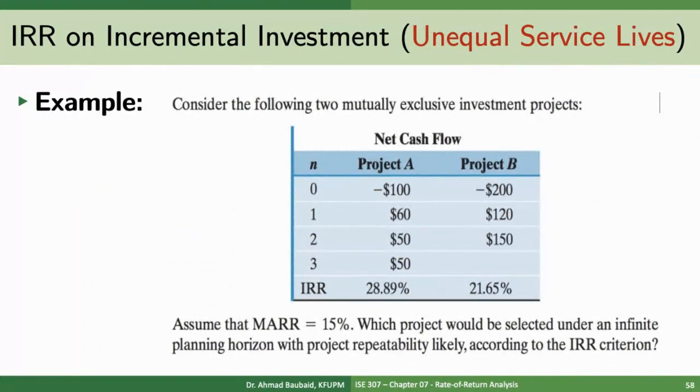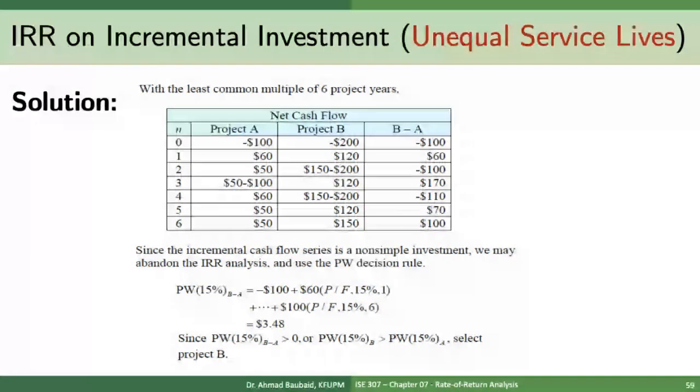I think this is the one I'm referring to, Khalid. So here you see I have 2 projects. I need to compare them. First of all, I need to find the least common multiple because they have unequal service lives. So here the least common multiple of 2 and 3 is 6. I develop my cash flow. Look at what happens with the incremental cash flow. So this is B minus A.